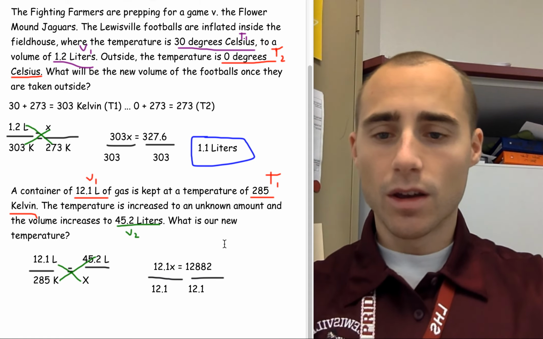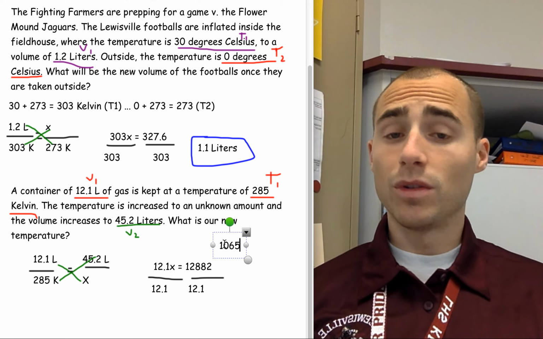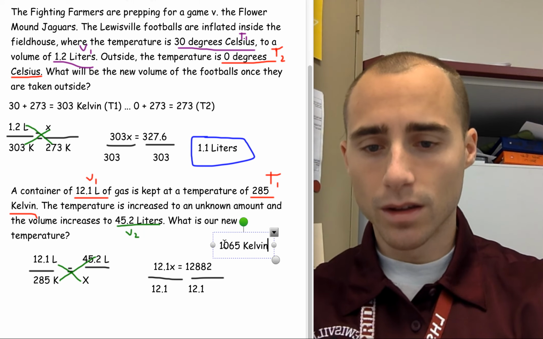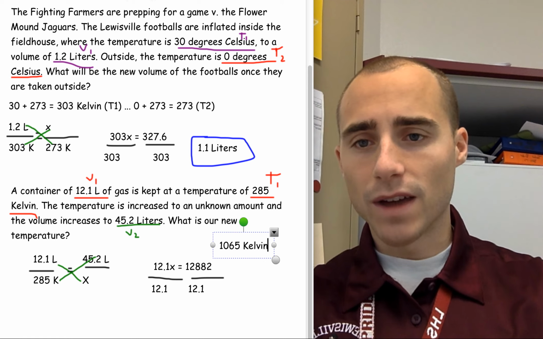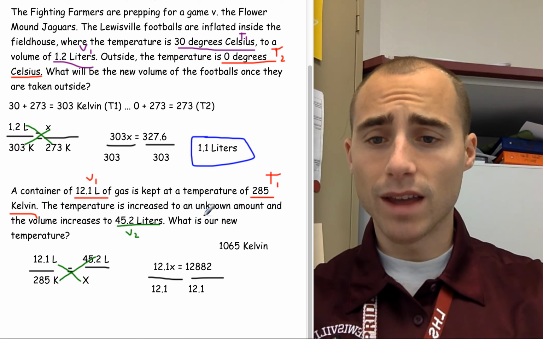So you end up with 1,065, and what's our unit of measurement here? What's our new temperature? It's got to be Kelvin. Our unit of measurement has to be in Kelvin. So 1,065 Kelvin, so that's an exceptionally high temperature for this container of gas.